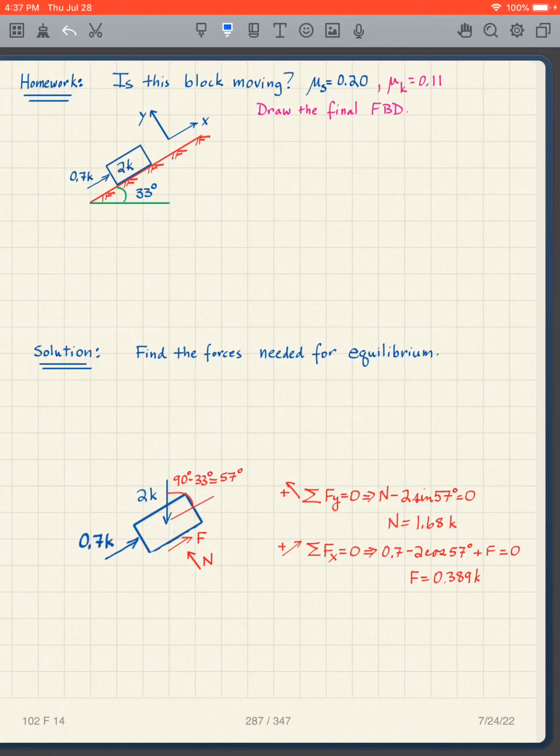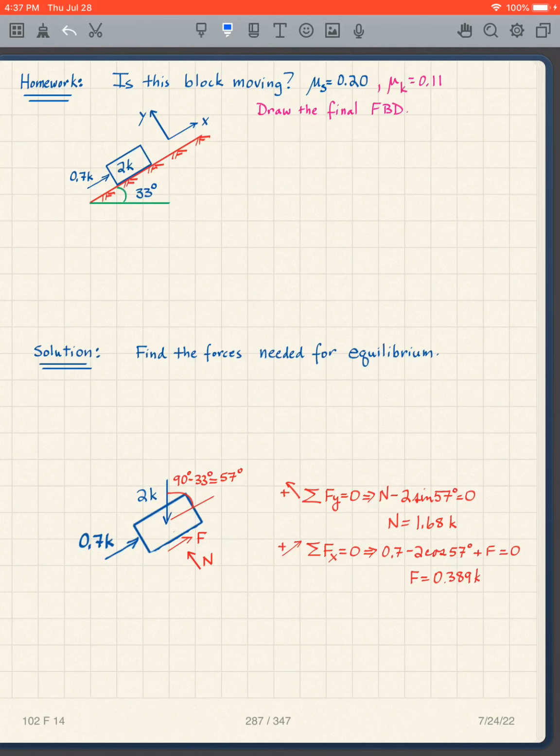I then take the sum of the forces in the x direction, equaling 0. So I've got that in the x direction, and the component of that one in the x direction. So I've got 3 things. I've got the 0.7 going up, minus 2 cosine 57 degrees, minus 2 cosine of the angle, plus the F. I get F is equal to 0.389 kips.